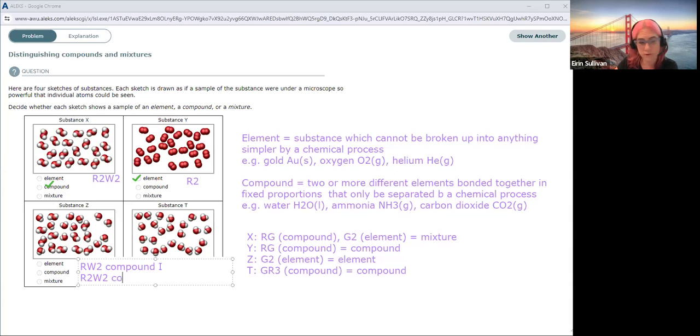So if you have a mixture of 2 different compounds, well, that's going to be a mixture, right? So these compounds are not bonded together with each other. So we've got a mixture of 2 different compounds.